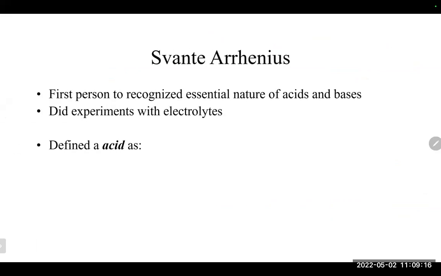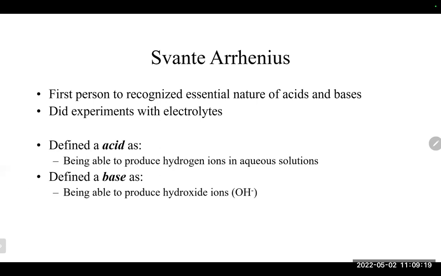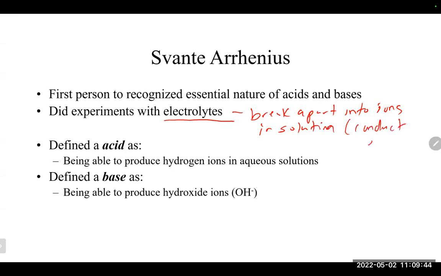Now, a very early definition of an acid and base came from a man named Arrhenius. He did a lot of work with electrolytes. If you remember, electrolytes are those substances we talked about that break apart into ions in solution. Because of the presence of those ions, they're able to conduct electricity, as we talked about, the light bulb coming on or not coming on.